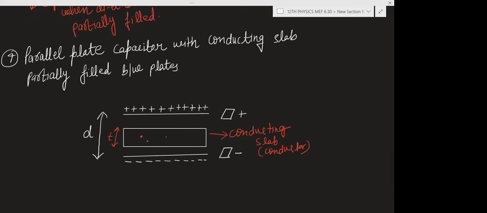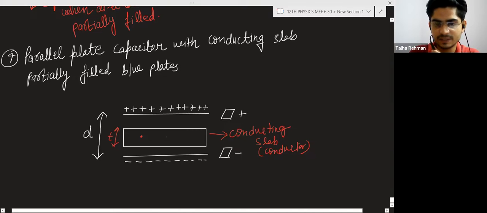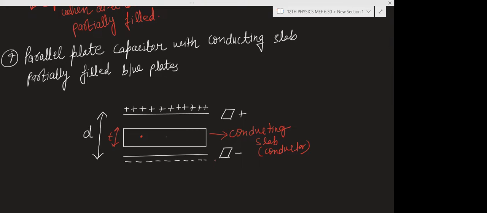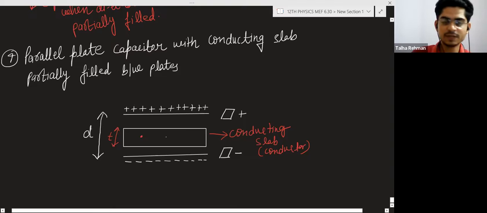Now please listen. I am saying that this is a conducting slab, and I want to calculate the electric field at this point. What will be the value of electric field here? As we have already discussed, the electric field inside the conductor is zero. So this is a conductor, so electric field inside this is zero.